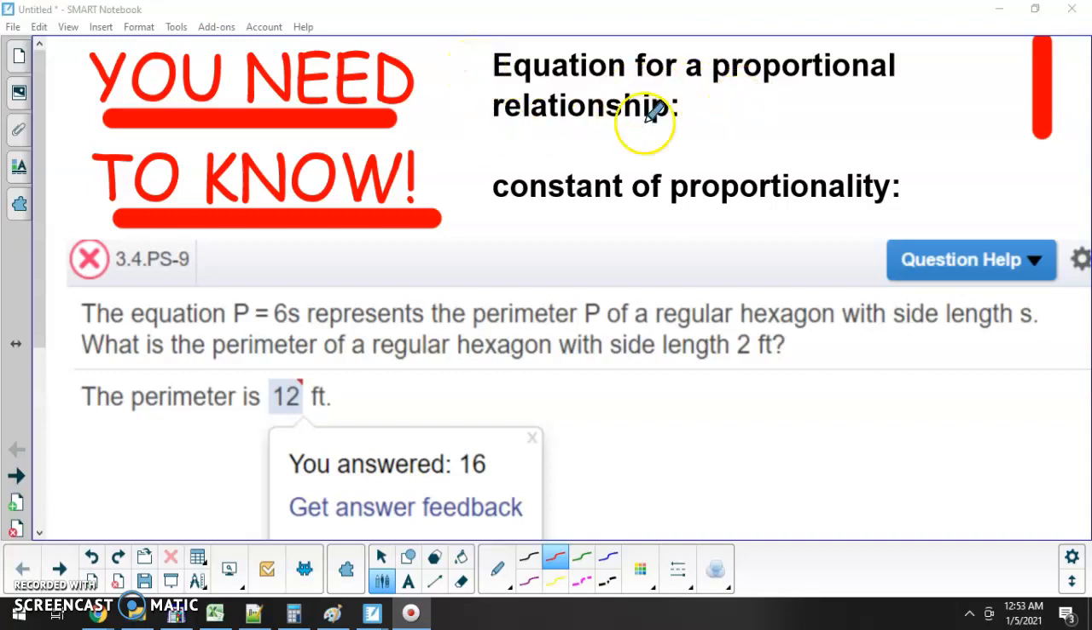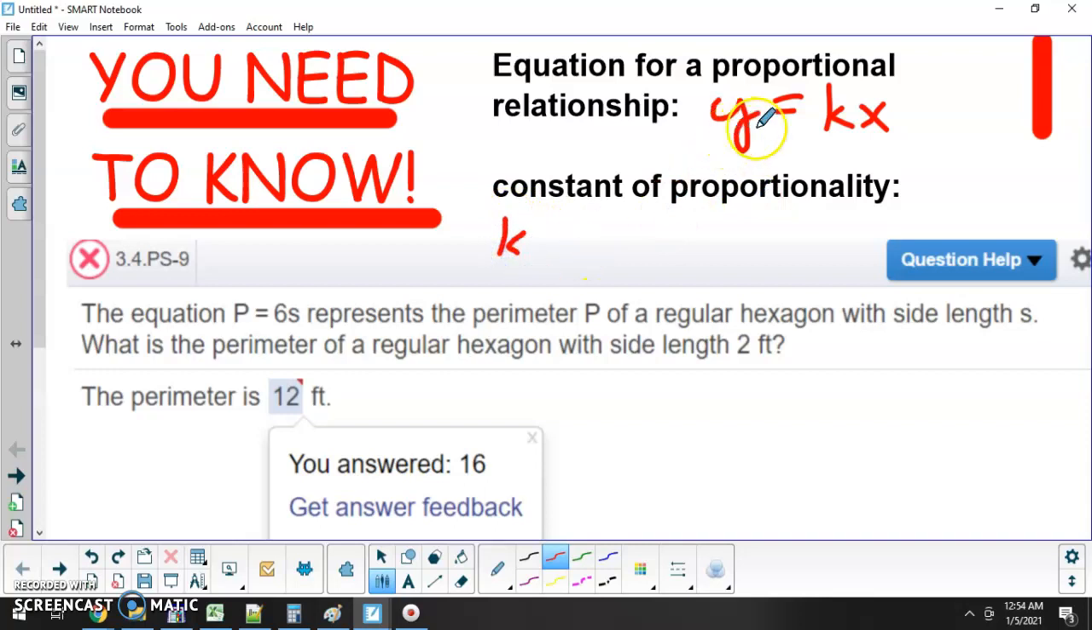What is the equation for a proportional relationship? Well, it's a very simple equation. It is y equals k times x, okay? Or simply y equals kx. Understood multiplication here between k and x, okay? And y and x could be any particular letters. K is called the constant of proportionality, okay?